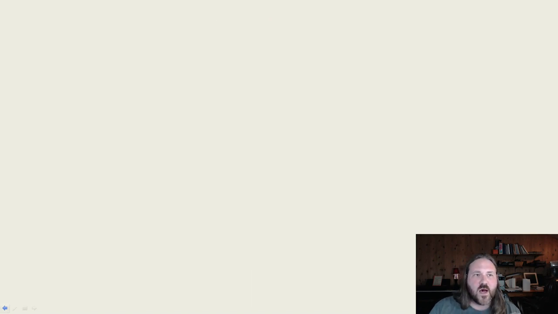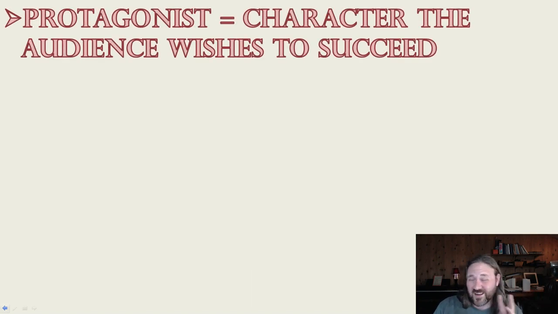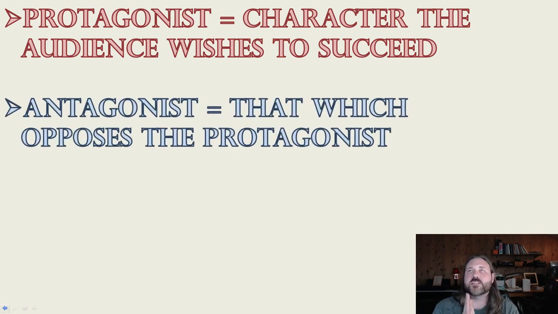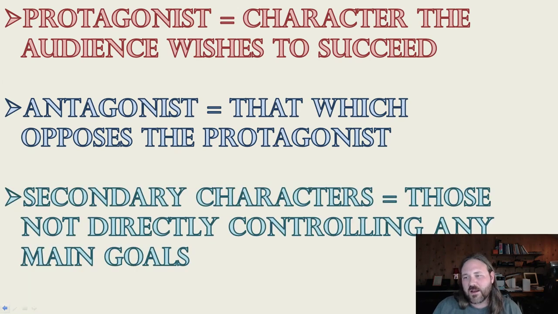Okay? Let's talk about three different kinds of characters. We have your three basic types. You have a protagonist, which is a character that the audience wishes to succeed at whatever goals they happen to be pursuing. You have antagonists. Antagonists don't have to be a character, but if they are a character, it's a character that's going to be in opposition to the protagonist. So they have their own goals, and those goals are going to be in opposition to the protagonist, either passively or actively.